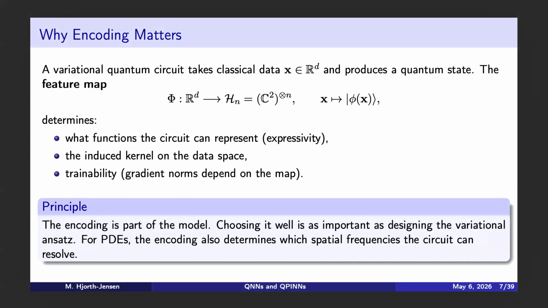So the encoding then becomes part of the model. It's not like a standard feed-forward neural network, where you have the input layer, that's fixed normally. But now the encoding is actually a part. The way you choose to encode the data is actually important. So choosing it well is as important as designing the variational ansatz. And for PDEs, this encoding also determines which spatial frequency the circuit can actually resolve. So when we move on to quantum neural networks for partial differential equations, it becomes important what kind of spatial frequencies of spatial data we want to resolve.